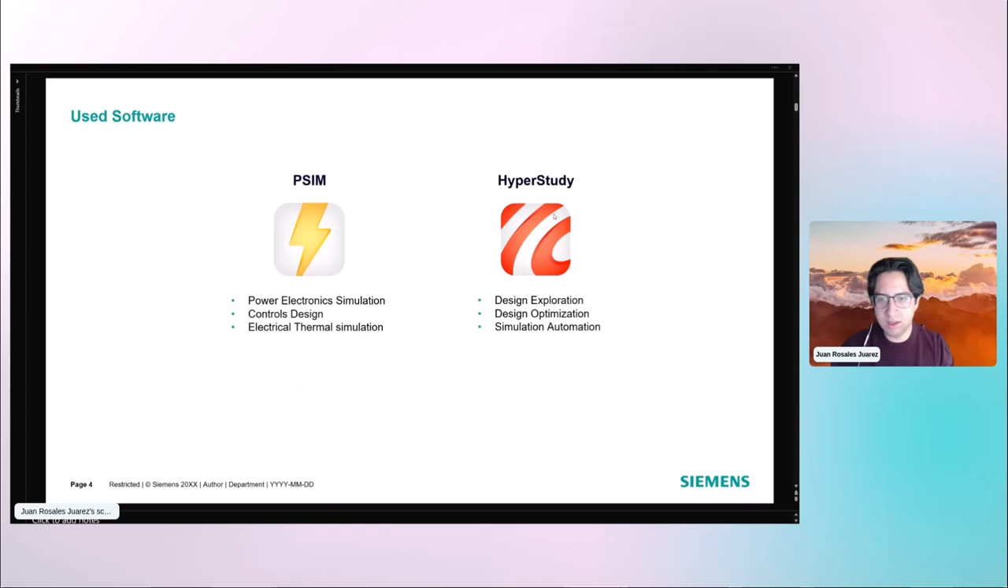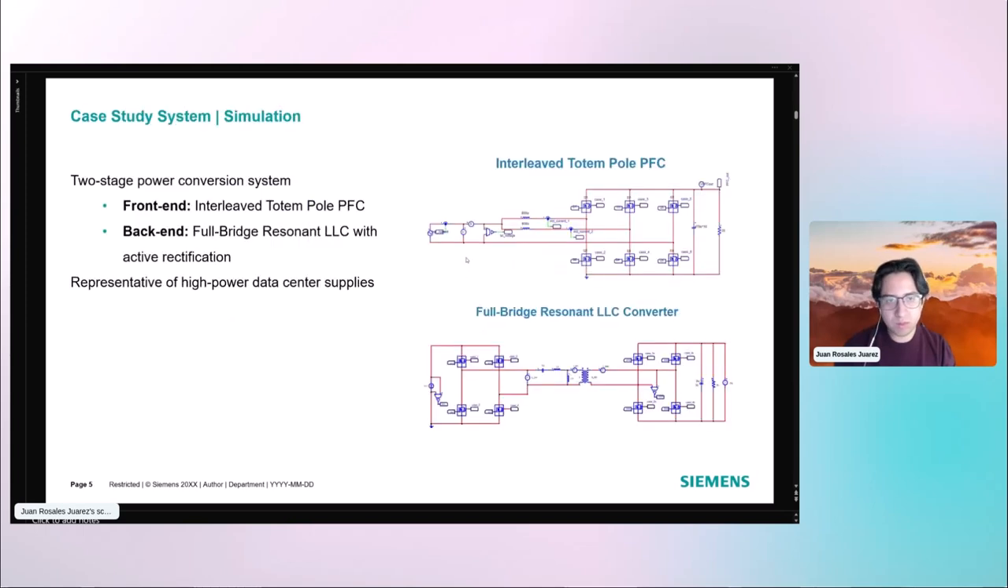So that leads me to the tools. Today we're going to be working with two tools. We're going to be working with PSIM, which hopefully you're familiar with. PSIM is a power electronics simulation tool. It helps us do control design, and it allows us to also do electrical and thermal simulations, which is something that we're going to be using a lot today, since one of our optimization goals is efficiency. And then we're going to use HyperStudy, which is our design exploration and design optimization tool, and it's also what automates all this workflow.